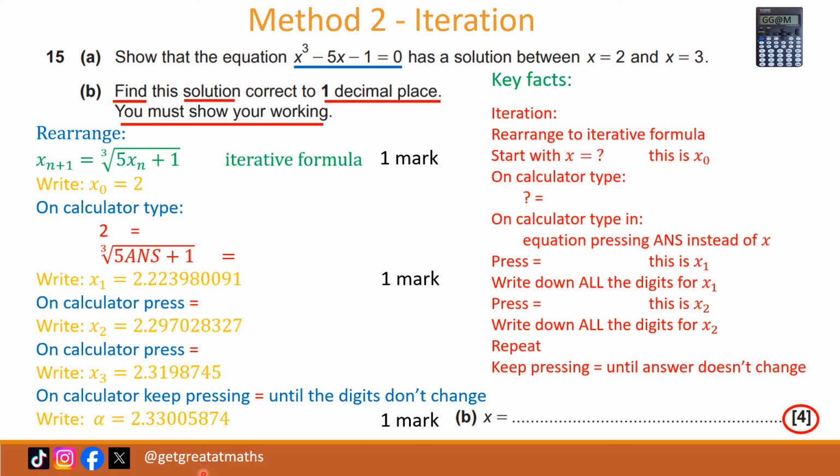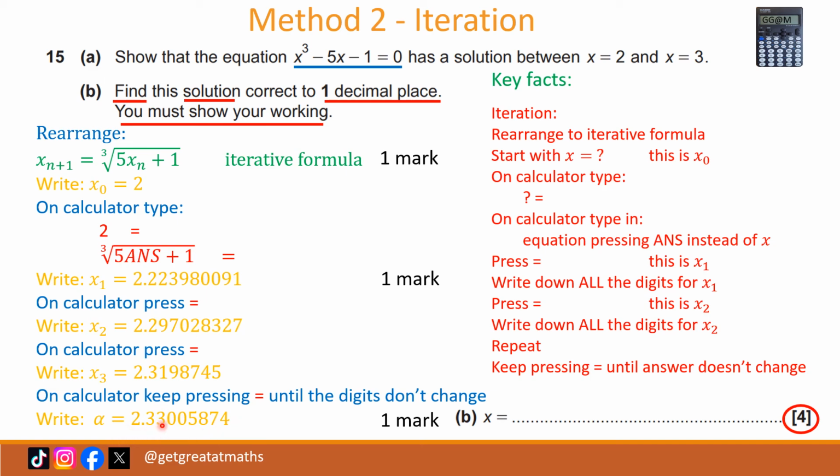Eventually you should come down to an answer where the roots haven't changed, and my final root, we call the root alpha, is equal to 2.33005874. So you can see to get to the answer, it's actually much quicker using method 2, which is why iteration is really powerful and a really good and valid method to get to the answer, because we've got to my answer of 2.33 and to 1 decimal place.